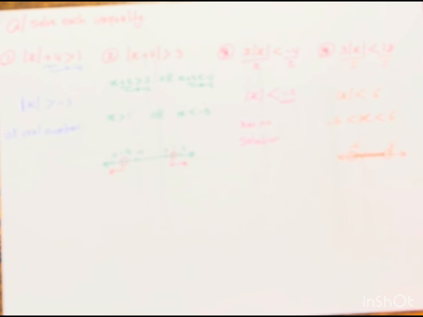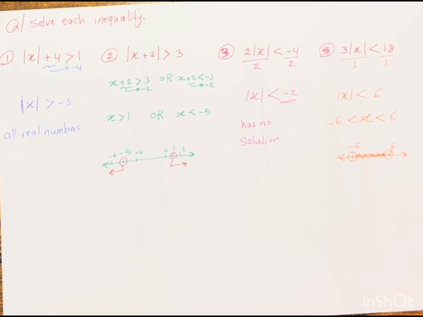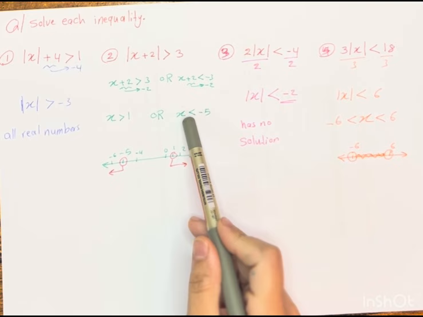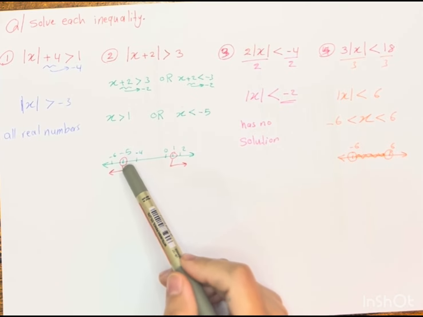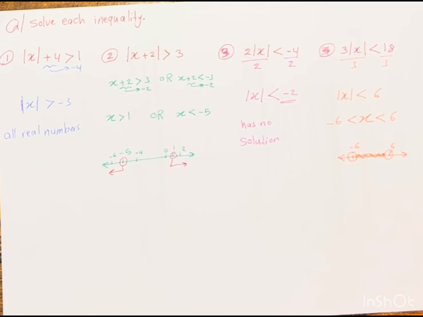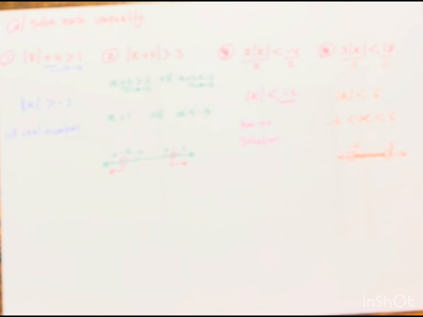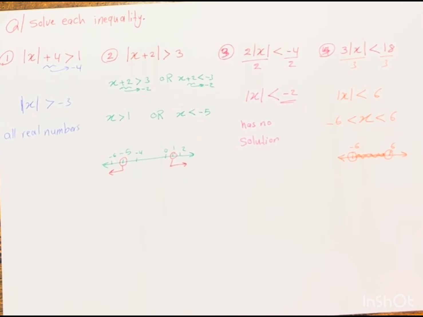If absolute value is greater than a negative number, it's all real numbers. Absolute value less than a negative number has no solution. But as you see, here we have x less than negative 5. We choose it as a solution because it's okay if x is less than a negative number, or greater than a negative number, or 0. So it's okay. Just with the absolute value, we have a problem with negative numbers, okay? I hope you understood well, and see you.